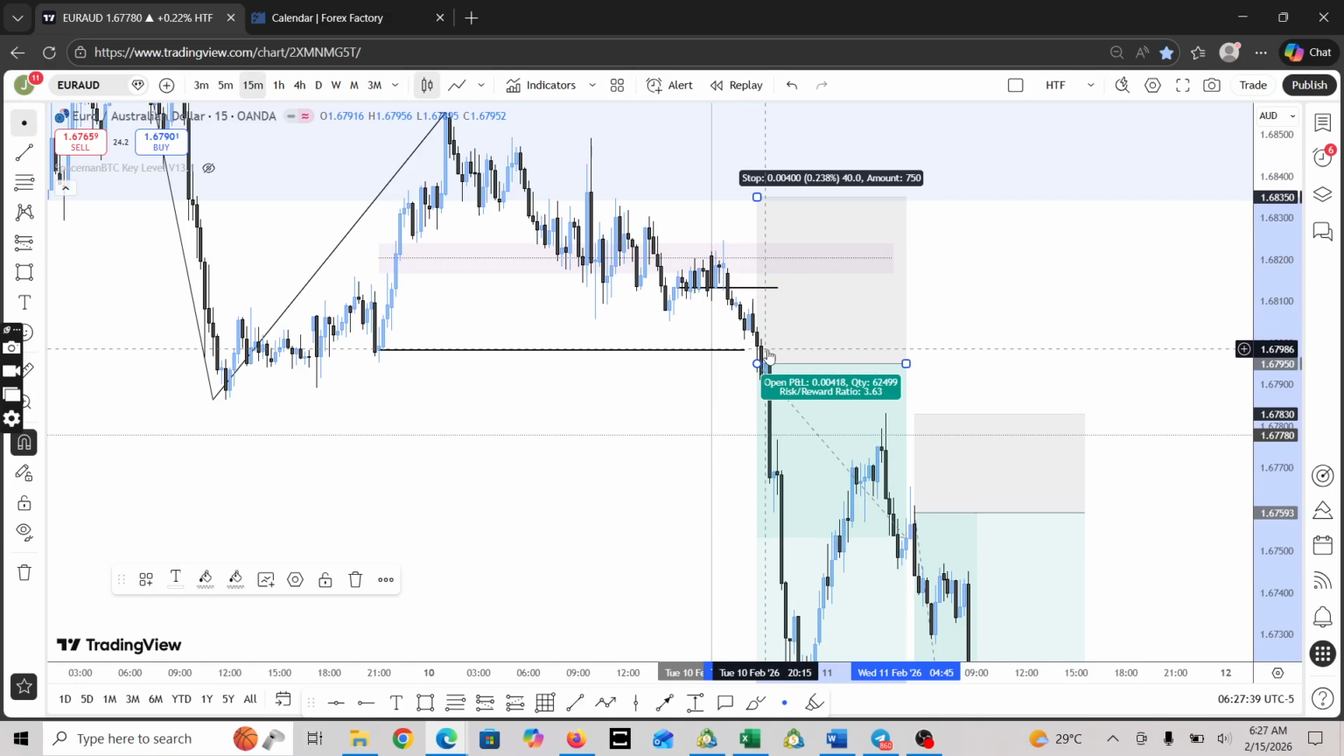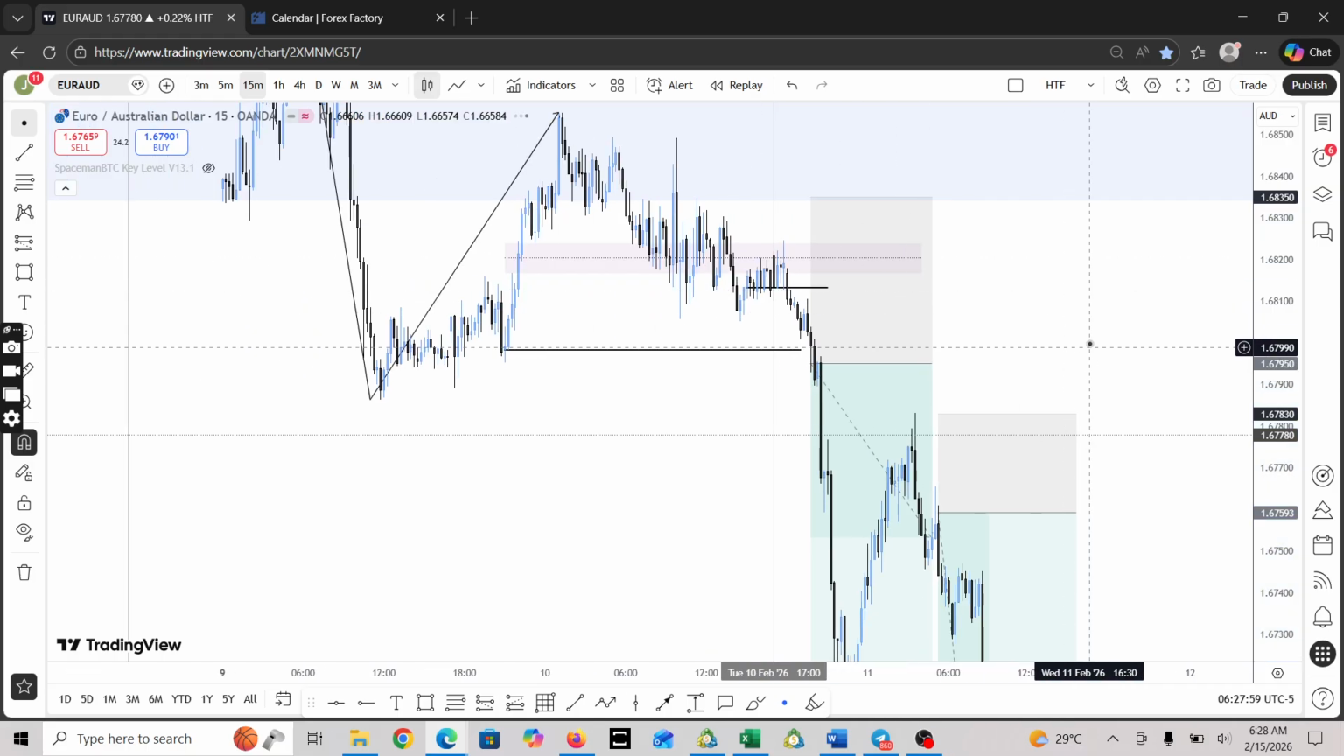Just because if price comes all the way to take out the initial high that has been set during Asia, right? I had it way above this fair value gap or this BPR, not fair value gap anymore. And then we had a nice pullback into it.